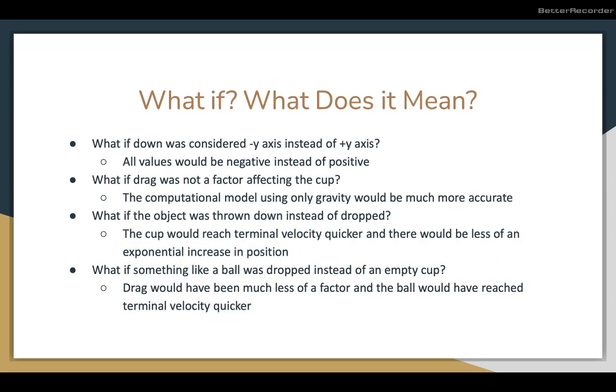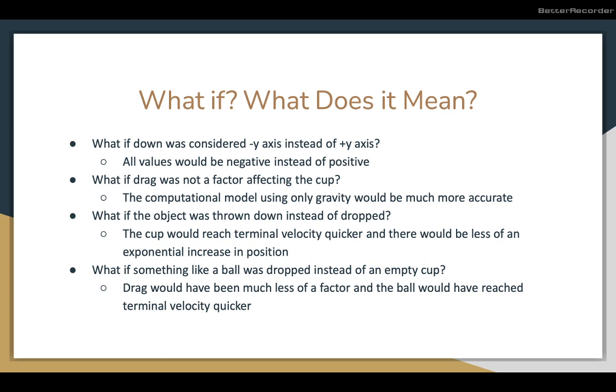What if down was considered the negative y-axis instead of the positive y-axis? This would cause all the values in the results to be negative instead of positive. What if drag was not a factor affecting the cup in real life? Then in this case, the computational model using only gravity would be much more accurate to the true data.